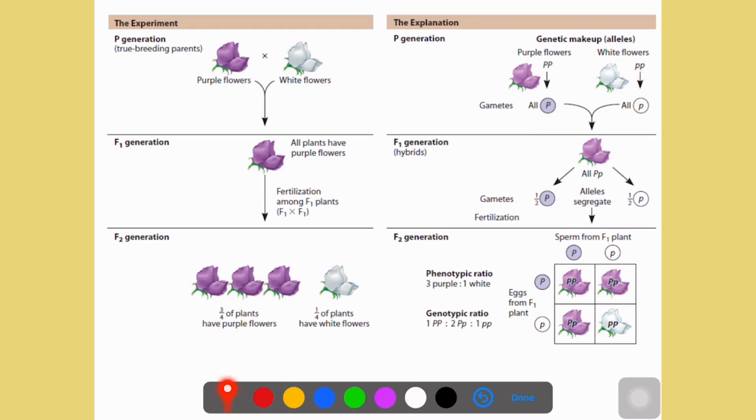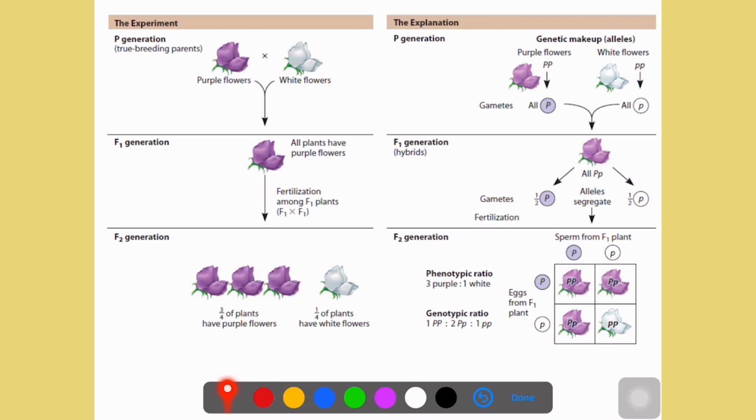And when these two gametes come together during fertilization, it produces the F1 generation. The F1 generation is a hybrid because it has got one capital P from this particular plant and one small p from this particular plant, and it is a heterozygous plant. It is a hybrid. When this hybrid plant produces gametes, it produces two different kinds of gametes because when the alleles segregate, half of the gametes will get capital P and half of the gametes will get small p.